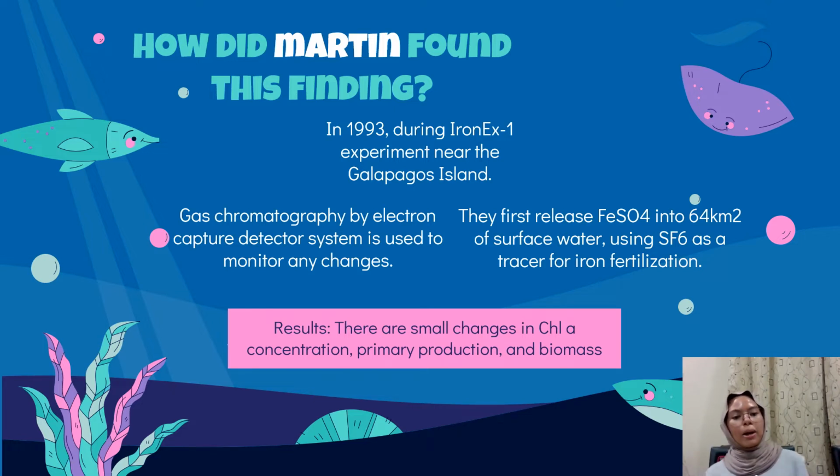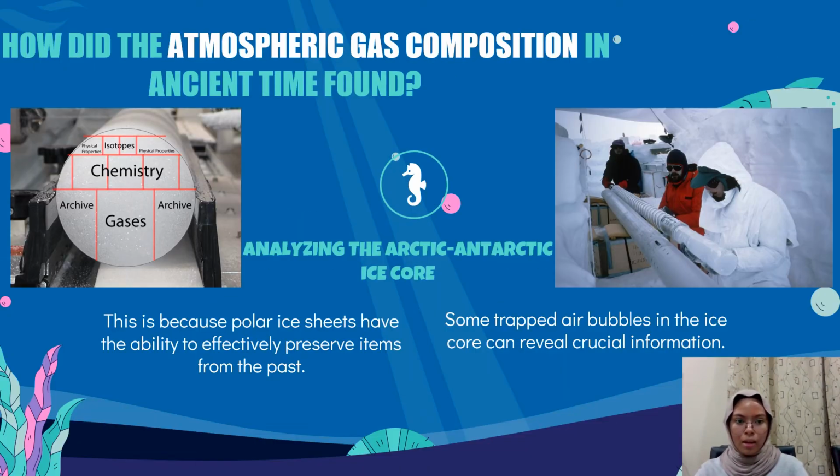After that, they used a gas chromatography system with an electron capture detector to monitor if there were any changes. And the result is there were only small changes in the chlorophyll a concentration, the primary production, and biomass.